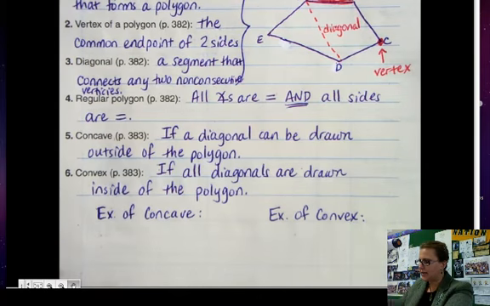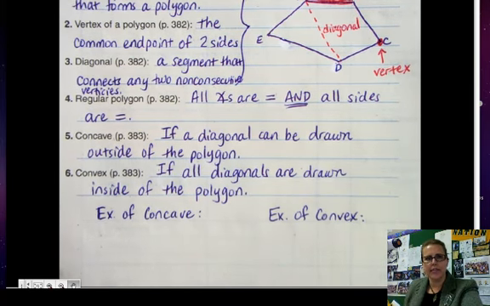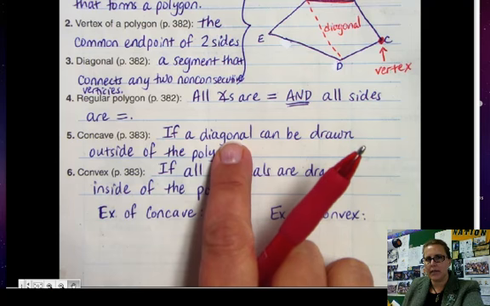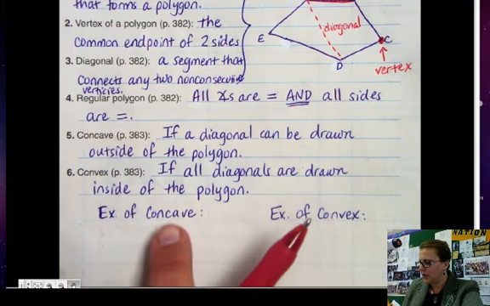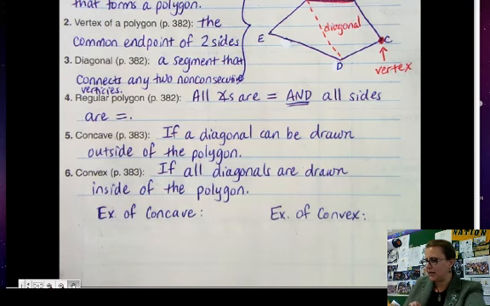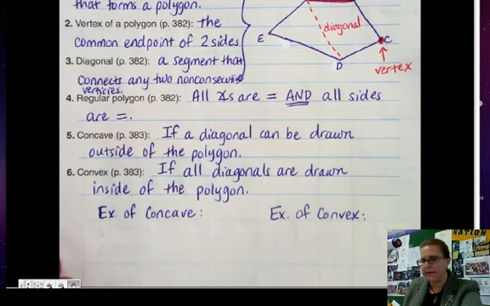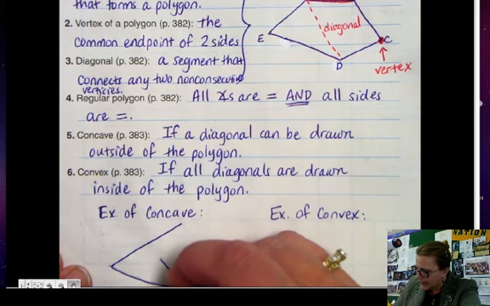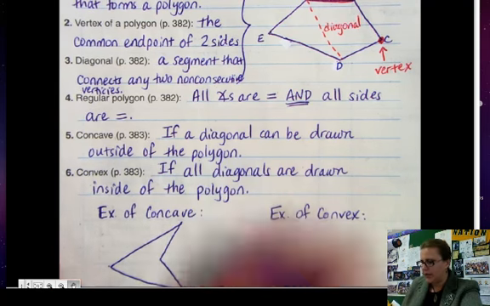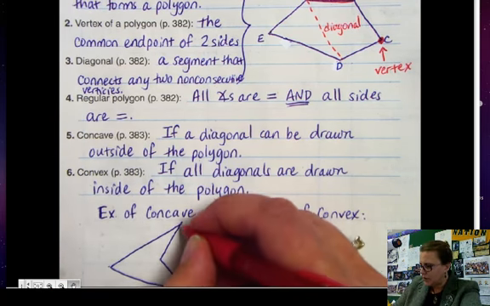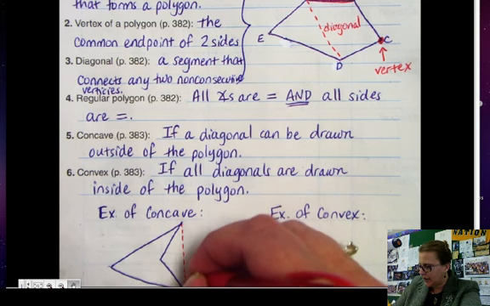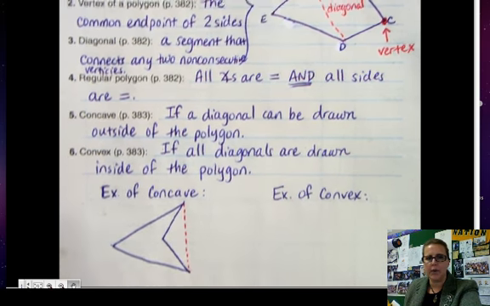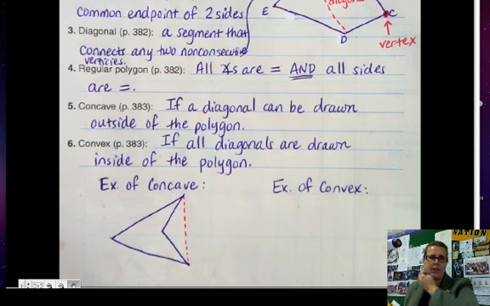Concave and convex. If a diagonal is drawn outside of the polygon, then it's concave. If all the diagonals are drawn inside of the polygon, then it's convex. So, for example, here is an example of a concave polygon. You'll notice that I can draw this diagonal here outside of the polygon, so it is concave. People think, okay, it caves in. So that is concave.